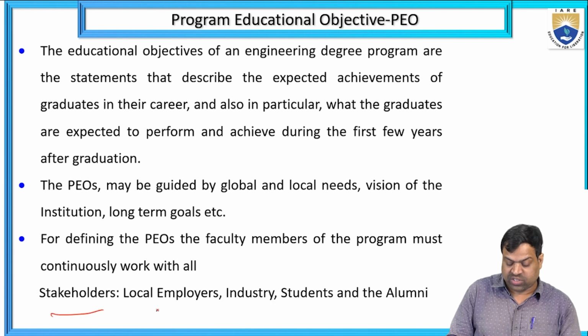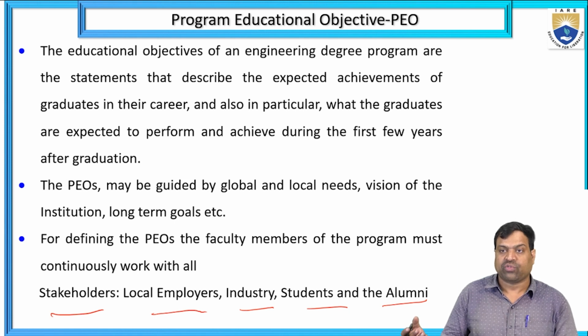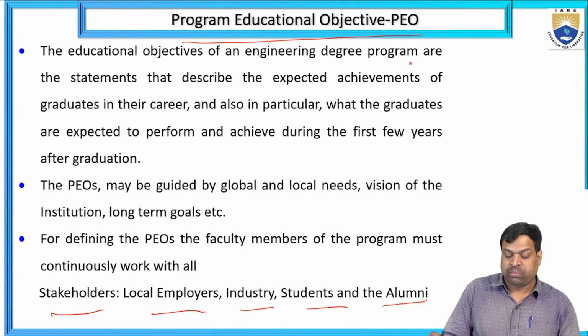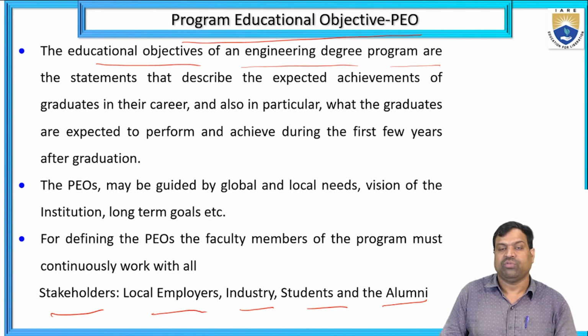And in defining PEOs, the faculty members of the program must work continuously with all the stakeholders. And who are the stakeholders? Local employers, industry, students, and alumni. Sometimes parents are also included. So sometimes there may be four stakeholders or five stakeholders. So how are we forming the PEOs? The educational objectives of the engineering degree program are the statements that describe the expected achievements of graduates in their career, and what the graduates are expected to perform and achieve during the first two years after graduation.